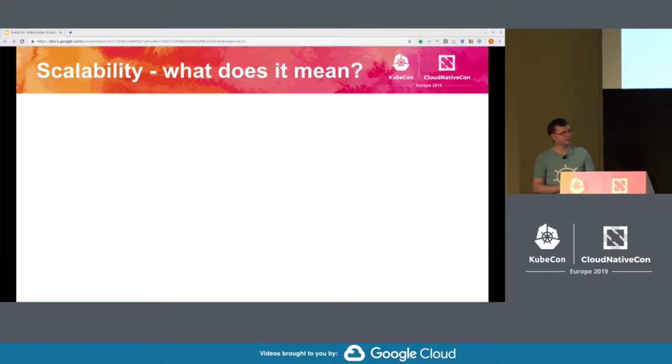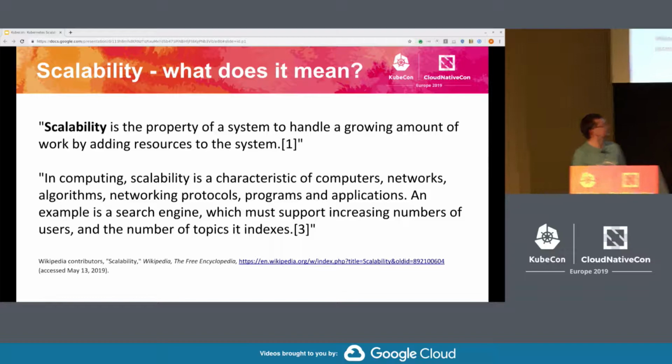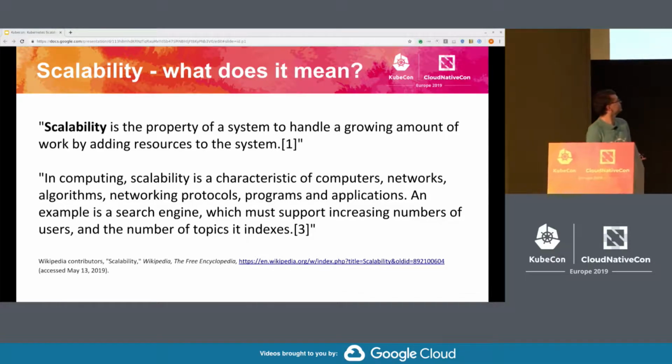So let's start by thinking about what scalability really means. As a first approximation, let's see what Wikipedia says. It says that scalability is the property of a system to handle a growing amount of work by adding resources to the system. In computing, scalability is a characteristic of computers, networks, and so on. An example is a search engine, which must support increasing numbers of users and the number of topics it indexes. So it's not super useful.